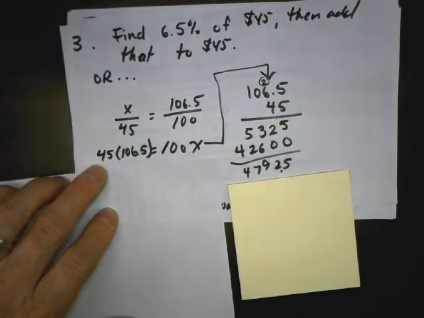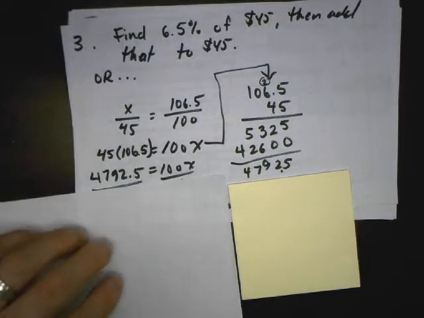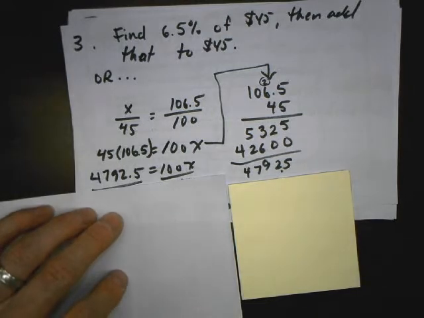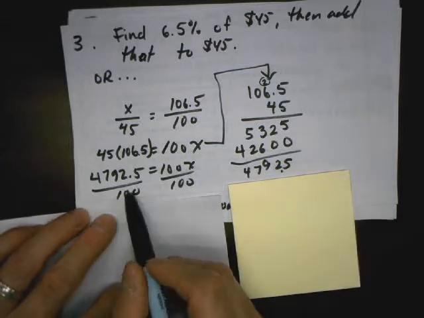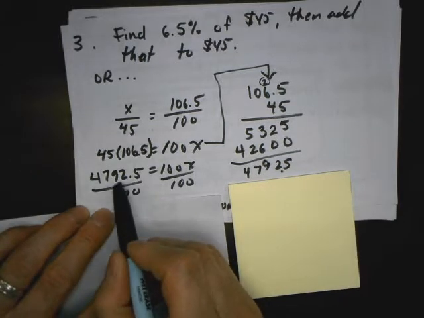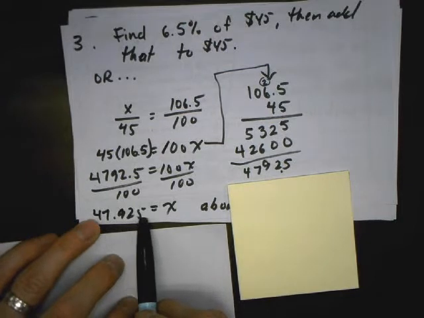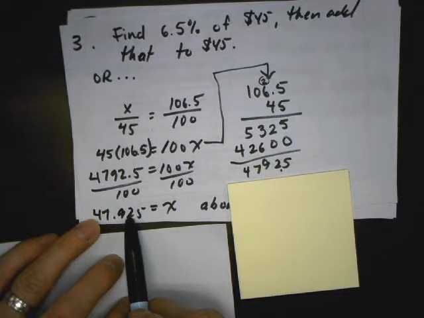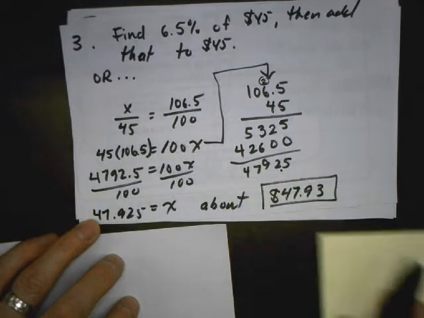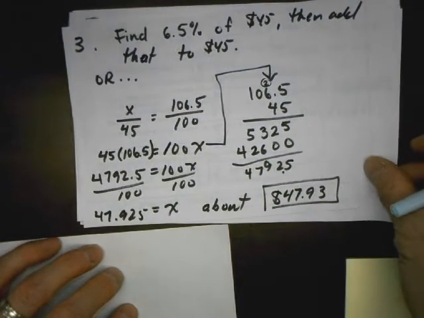Now I multiply 45 times 106.5, 4,792 and 5/10. Divide both sides by 100. Remember, dividing by 100 just means move the decimal 2 times this way. But if I'm going to round to the nearest cent, I look to the decimal to the right of that. If it's 5 or more, which it is, then I round this up 1. So it's about $47.93.